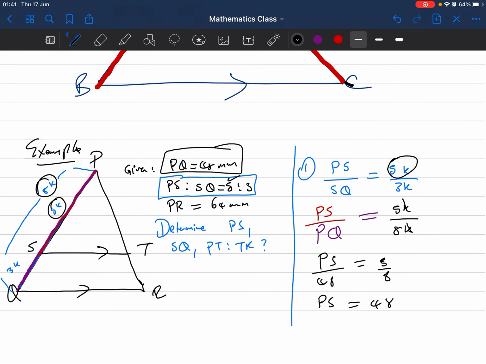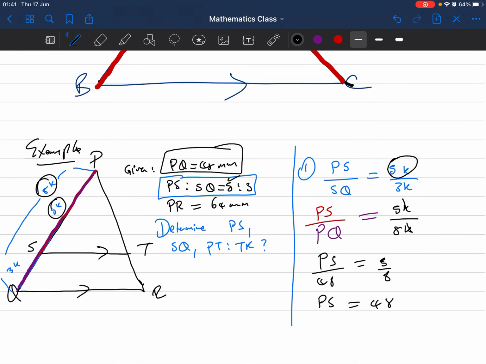Okay. We can just carry on with our example. Let me just copy this because I'm going to need it to continue. So let's do number 2. Now let's find SQ. So how do you find SQ?